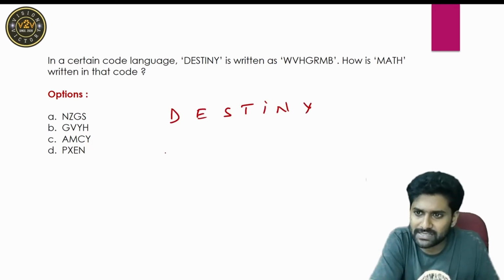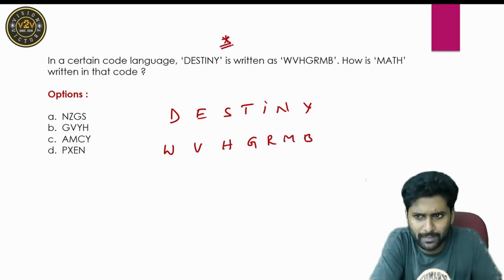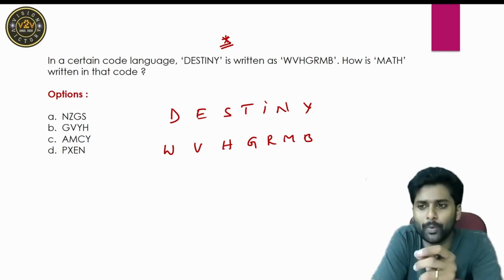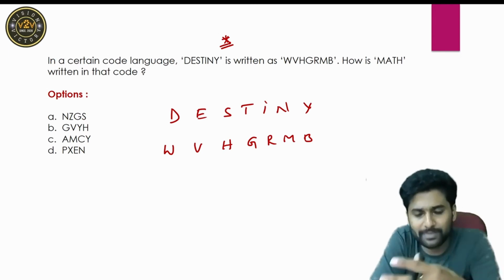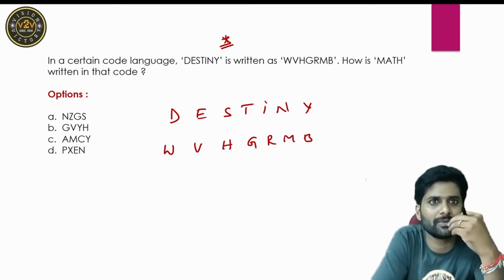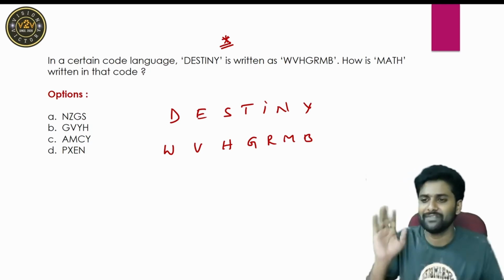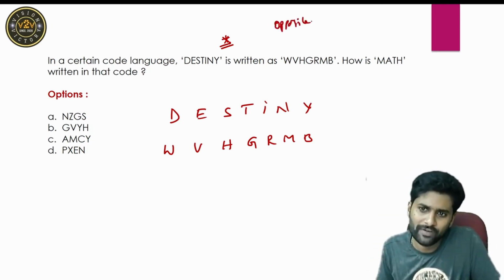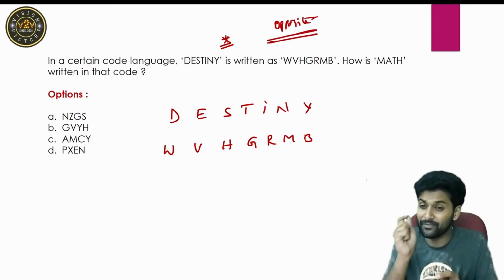Destiny can be coded as WVHGRMB. Guys, this logic is most important. Maybe you cannot figure it out directly. But remember, I will tell you a few clue points so you can memorize this logic always. You can expect it in alphabetical series, alphabetical analogy, alphabetical classification, or coding and decoding. You can expect this logic. I will tell you this is completely based on opposite pairs. Guys, how can we recognize any opposite pair easily? With the help of different words.